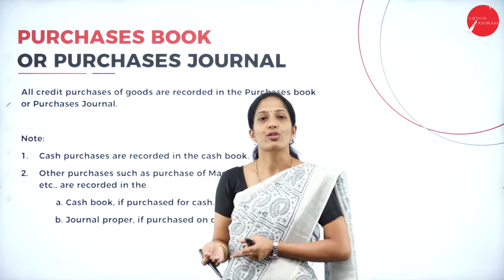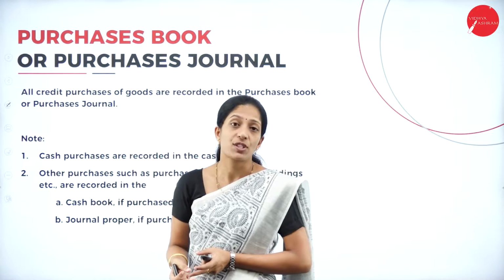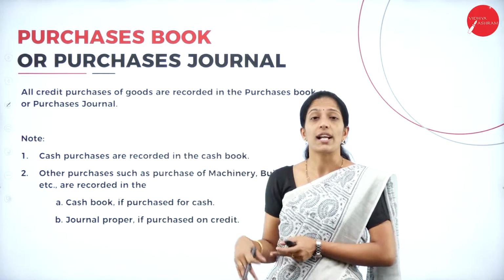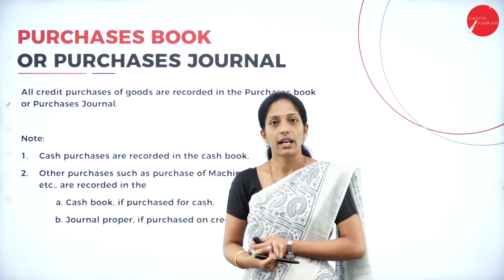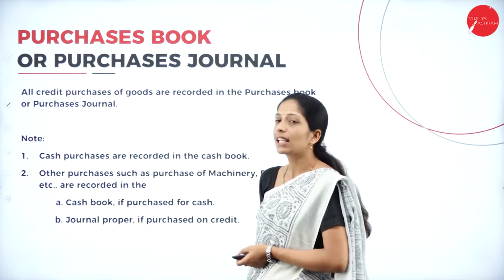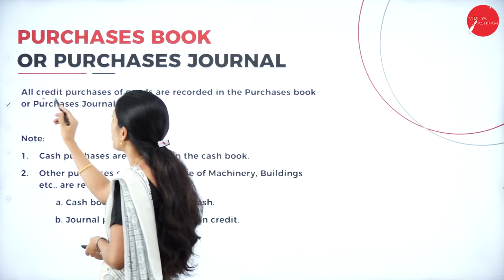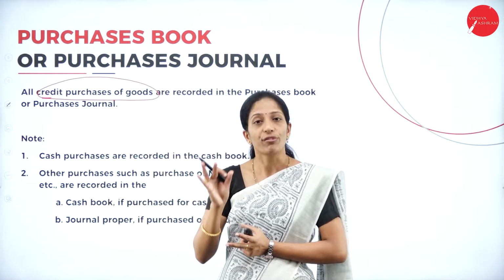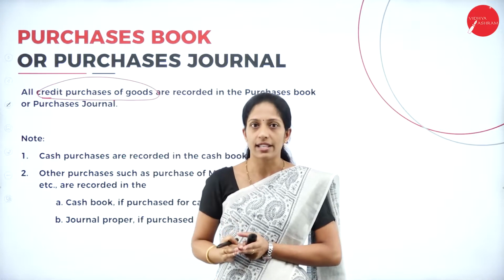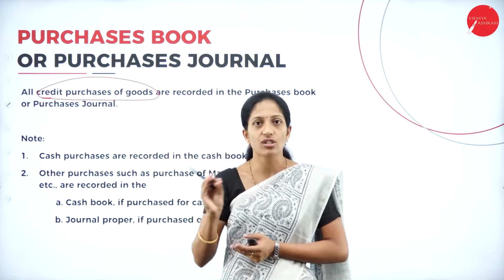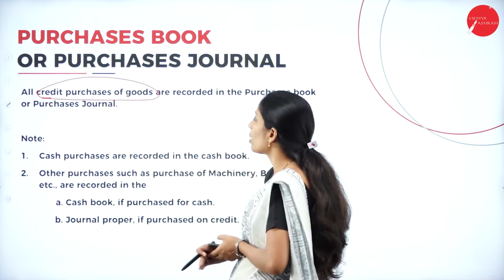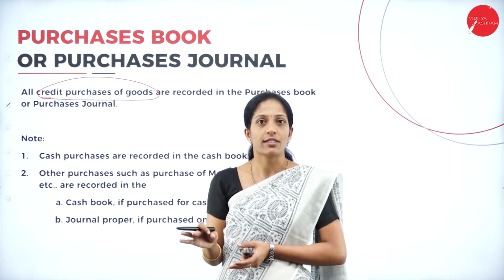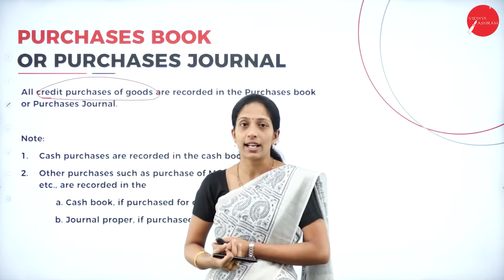Purchase book is also called as purchaser's journal because subsidiary books are special journals. Let us see what this purchase book is and what type of transactions we have to record in the purchase book. All credit purchase of goods. This you have to remember. Only goods, not any other assets. All credit purchase of goods are recorded in the purchase book or purchase journal. We will not record any of the cash transactions, because cash transactions will be recorded in the cash book.